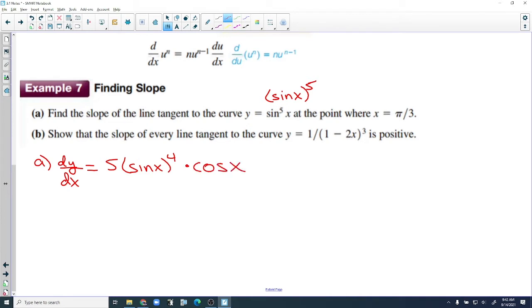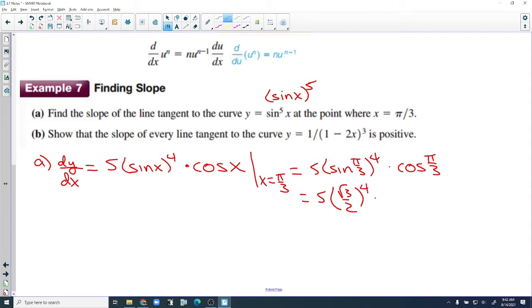That's the derivative, but now we're just simply asking you to evaluate when x is pi over 3. So 5 times sine of pi over 3 to the 4th times cosine of pi over 3. Sine is square root of 3 over 2. Cosine is a half, so that's 5 times 9 over 16 times a half. So 45 over 32 is what I get.